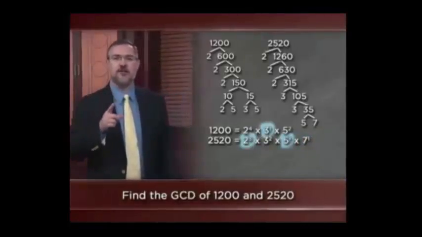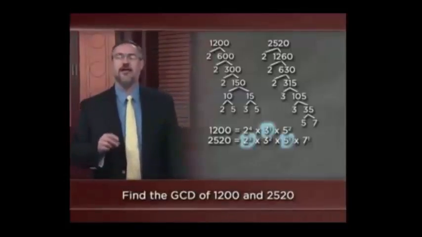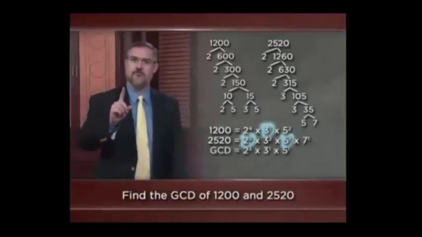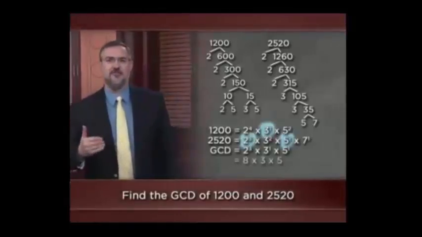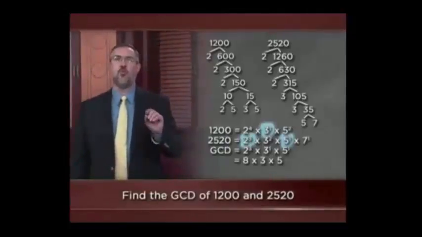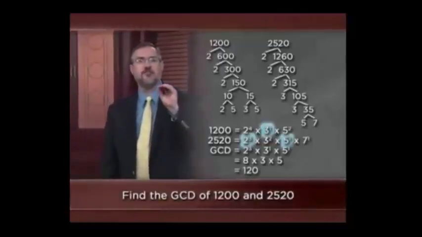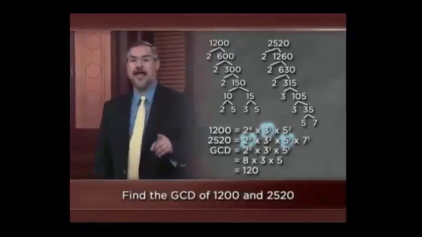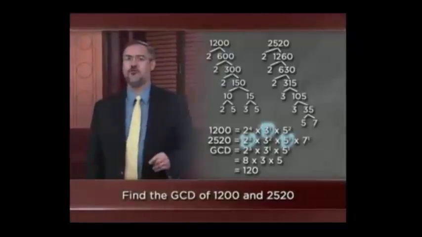And that means that the greatest common divisor of 1,200 and 2,520 is exactly 2 to the 3 times 3 to the 1 times 5 to the 1, which is the same as 8 times 3 times 5, which is 24 times 5, which equals 120. So the largest number that divides both 1,200 and 2,520 is exactly 120.